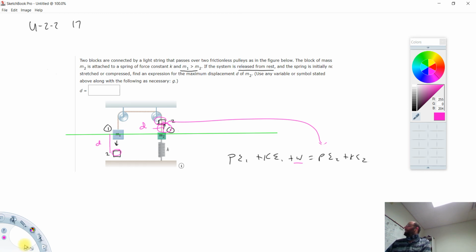So get all those things written out, and you should be able to solve that for d. So that should be probably enough for 17 there.